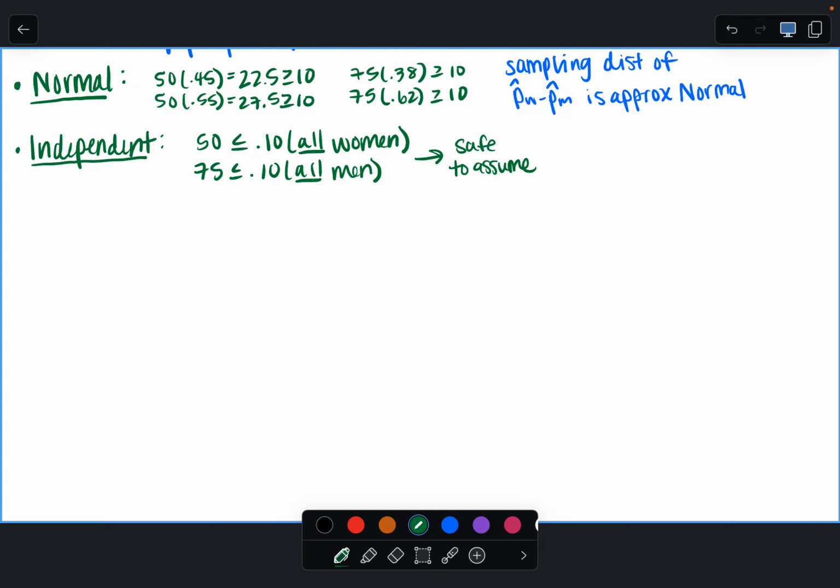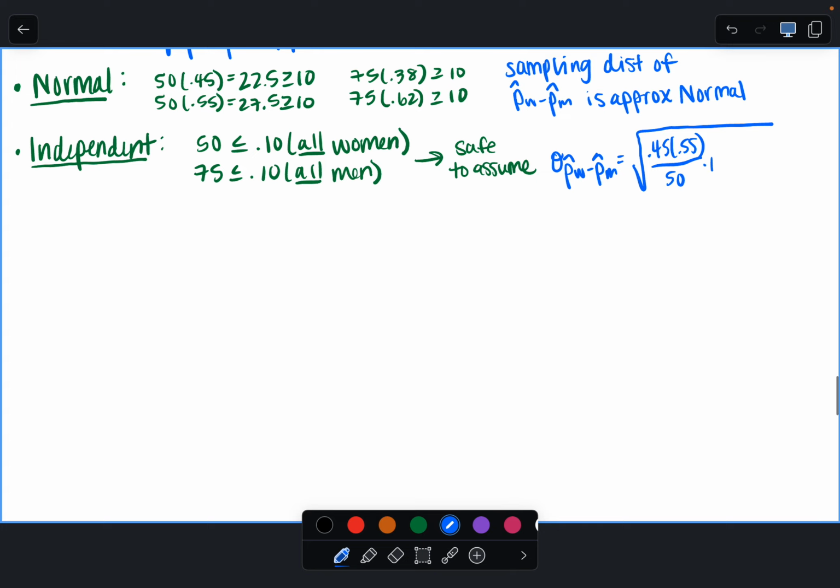Okay, so with that, we can calculate our standard deviation, again remaining consistent. And this is the third box that we had, the p1 times 1 minus p1 over n. So I'm going to have 0.45 times 0.55 over 50. That's the women, plus 0.38 times 0.62 over 75. That is the men.